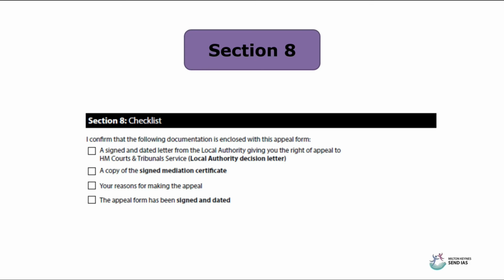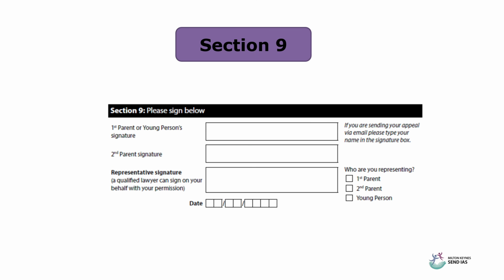Section 8 is a handy checklist for you to fill in to make sure that your appeal documents are complete. Do not send your paperwork off until you have checked that all of the right information is there and ready to be sent. Once you have checked all of your documents are ready to send, you can sign and date the appeal form in Section 9. If only one parent or young person is making the appeal, just sign the first box. If you have a representative, they also need to sign the form and tick here to say who they are representing.